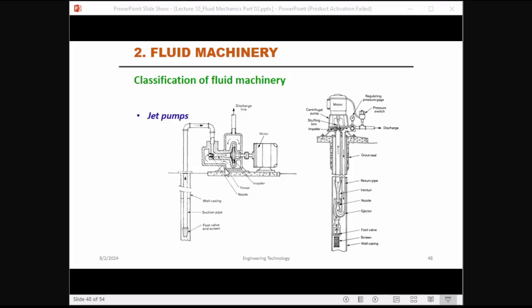Jet pumps are commonly used for water wells, irrigation, and some industrial processes. These are the applications of this type of jet pump. Then we can increase pressure using this jet pump.